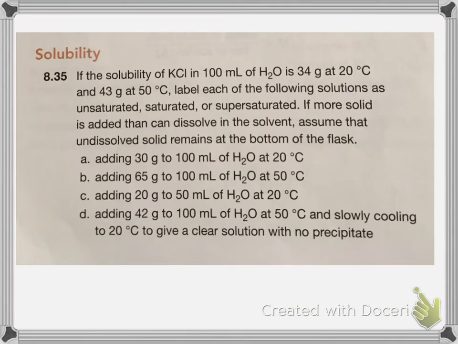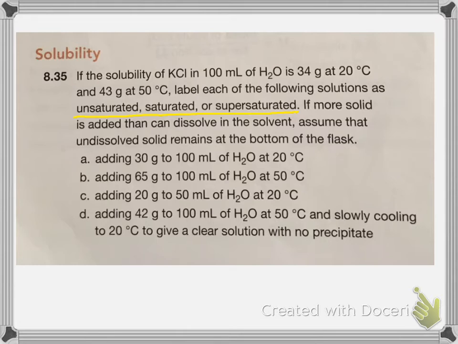So here's a question that uses numbers and solubility numbers to help us decide if a solution is saturated, unsaturated, or we also have this word supersaturated, which we will talk a little bit about now, but in another section we'll talk about more. So in this case, this is not qualitative, this is quantitative.